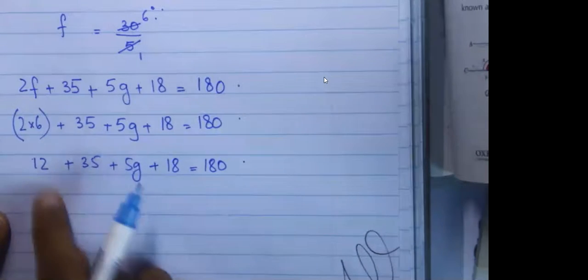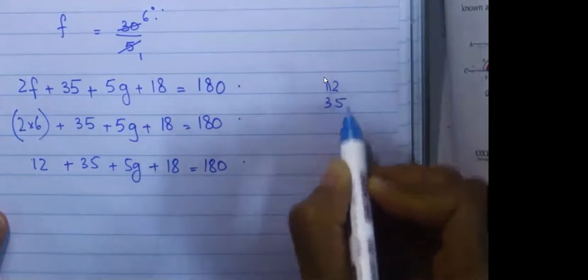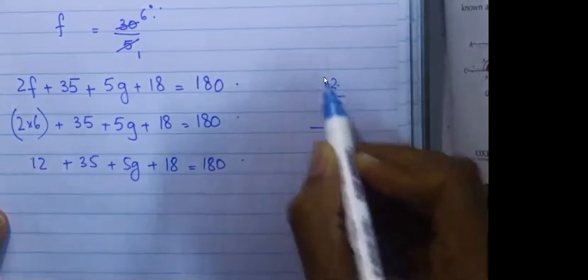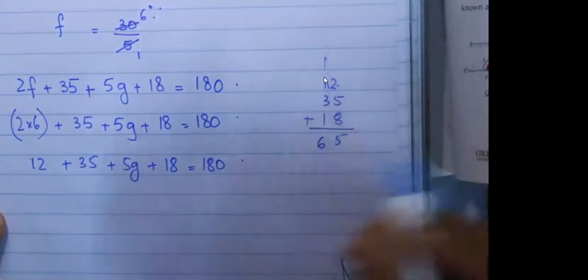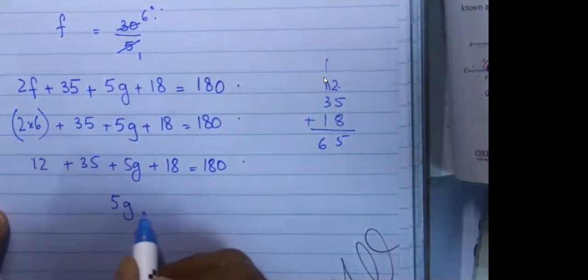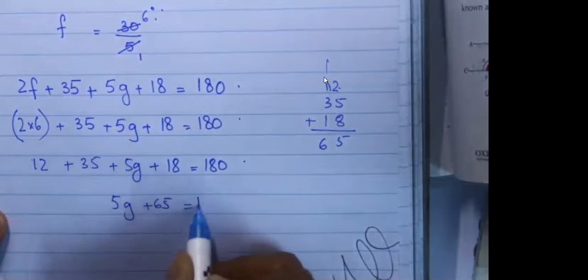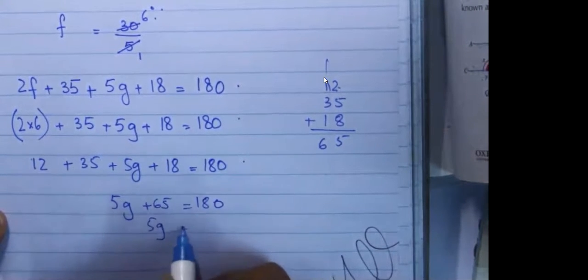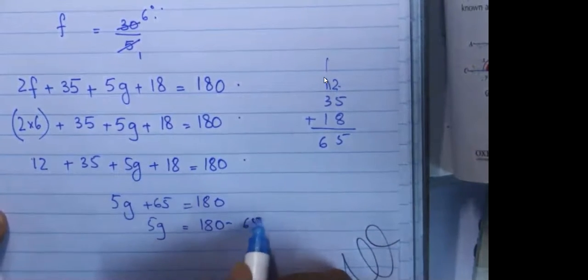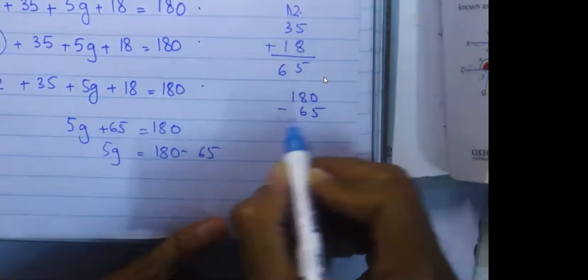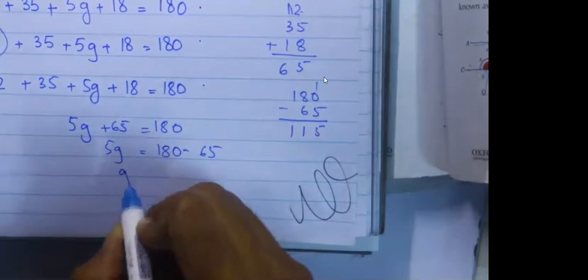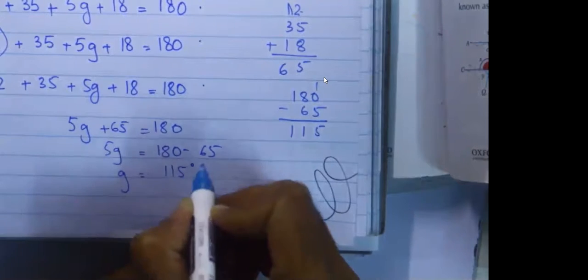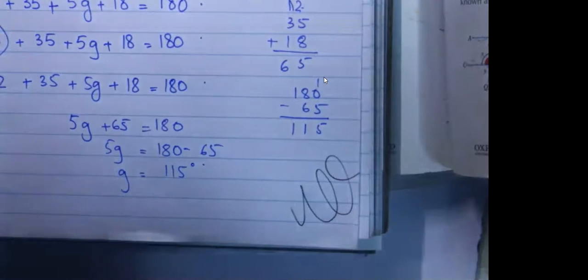Let's add all these together. 8, 9, 10, 15, 3, 4, 5, 6. So 5g plus 65 is equal to 180. And 5g is 180 minus 65. Okay, 180 minus 65 is 115. Yes. Are you guys checking the answers on the back?